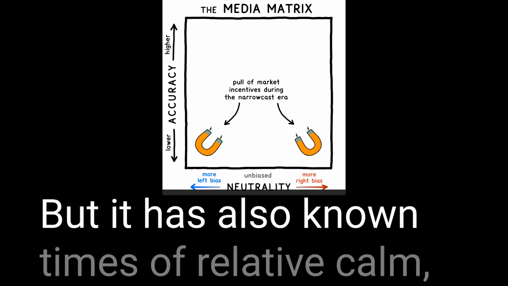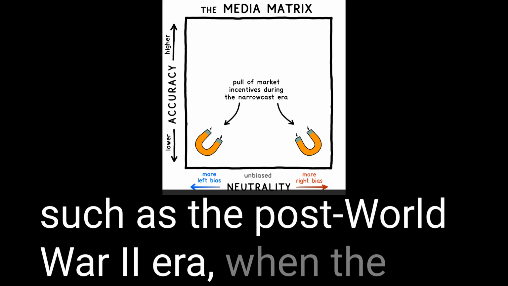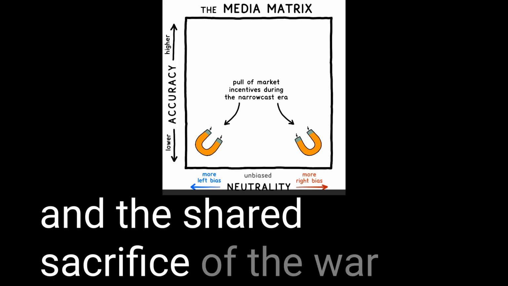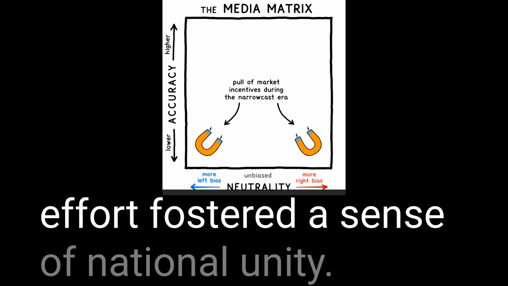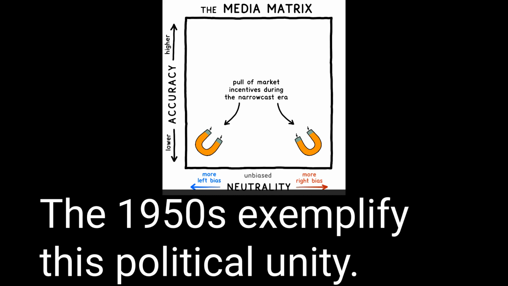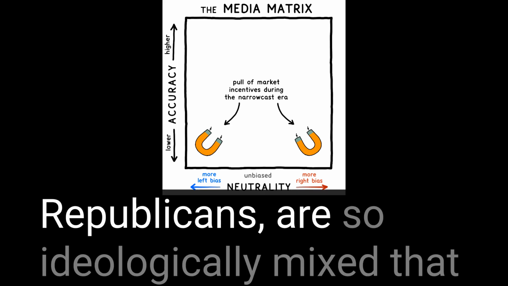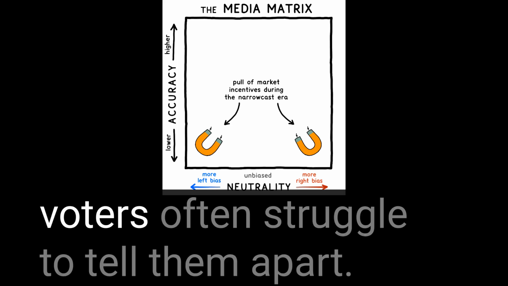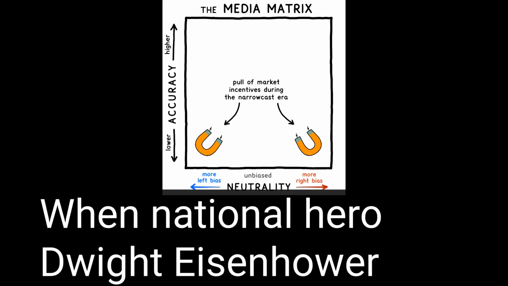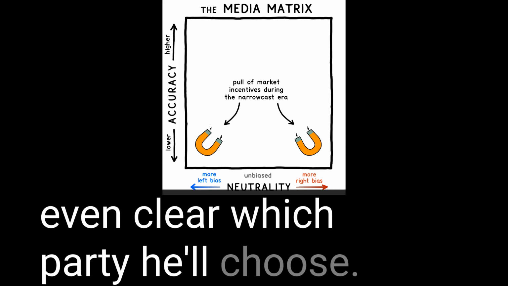But it has also known times of relative calm, such as the post-World War II era, when the existential threat of global communism and the shared sacrifice of the war effort fostered a sense of national unity. The 1950s exemplify this political unity. The two main parties, Democrats and Republicans, are so ideologically mixed that voters often struggle to tell them apart. When national hero Dwight Eisenhower considers running for president, it's not even clear which party he'll choose.